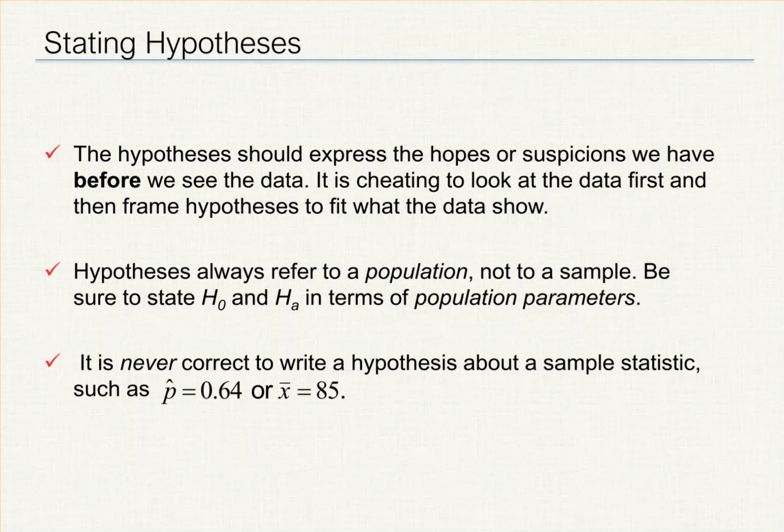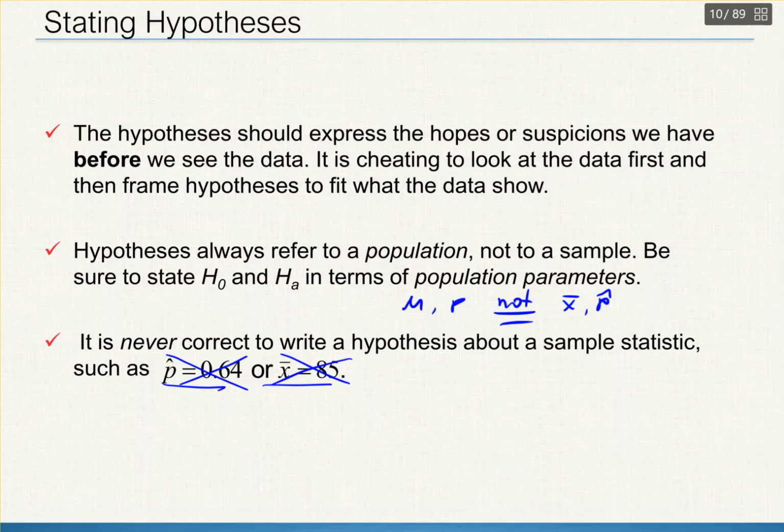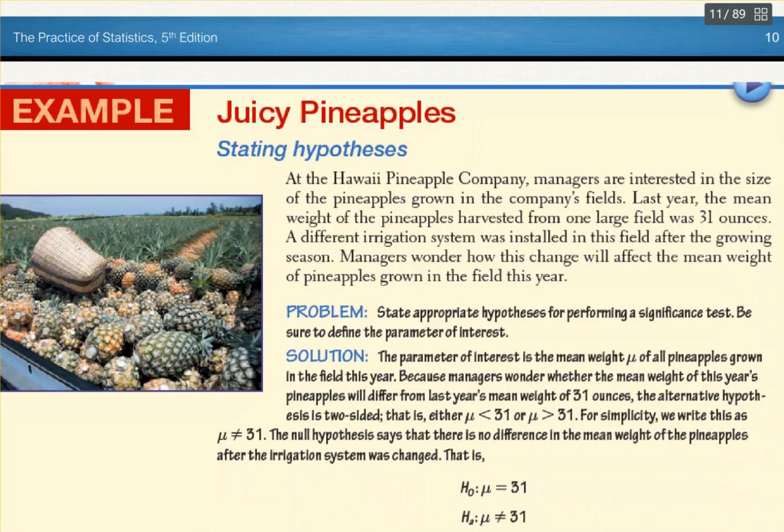Hypotheses always refer to a population, not to a sample. So H naught and H sub A are in terms of population parameters. So they're in terms of mu, or p naught, not x bar or p hat. It is never correct to write a hypothesis about a sample statistic. So again, it's not p hat or x bar. We don't want to do that. It has to be mu or p or things like that.